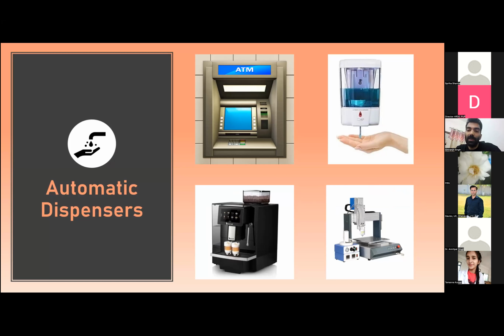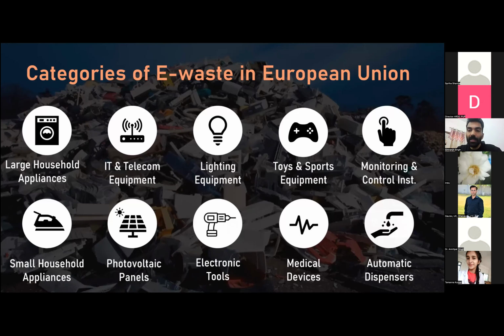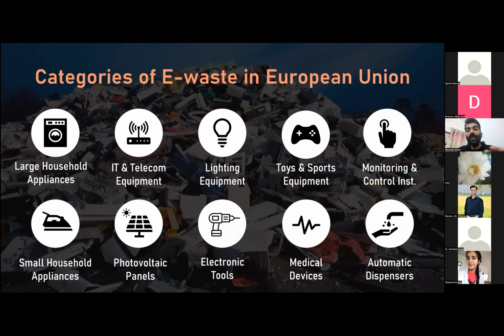For example, ATM, you put in your card, the money comes out. Today, the automatic sanitizing dispensers are becoming so popular. You just put your hand below them and the sanitizer will come out. So coffee machines and there are so many different things which can come under this particular category. So these are the categories of e-waste in the European context.